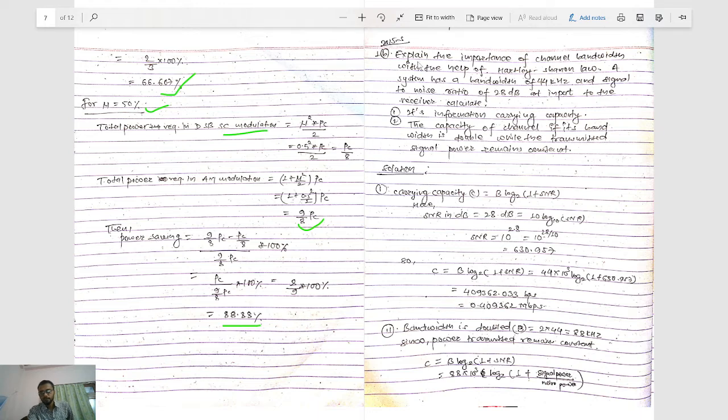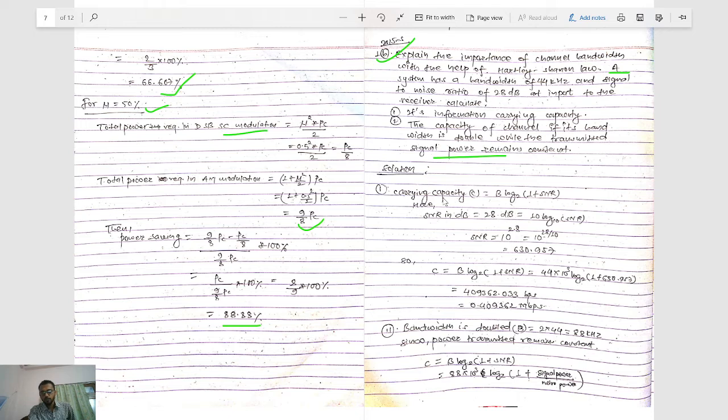And this numerical was once asked in 2015 spring of Pokhara University. So see this second part. A system has a bandwidth of 44 kHz and a signal to noise ratio is given as 28 dB at the input to the receiver. Calculate its information carrying capacity, and the capacity of the channel if its bandwidth is doubled while the transmitter signal power remains constant. In the second case this is.